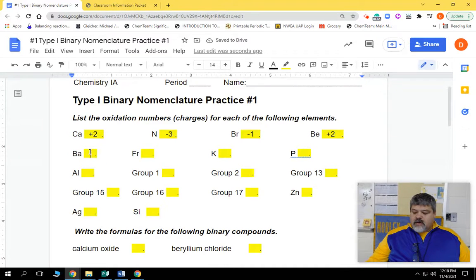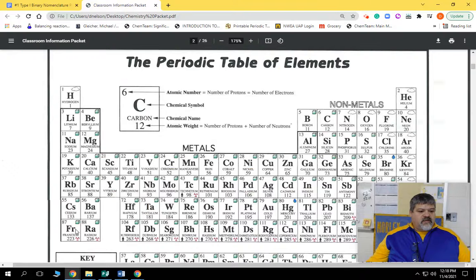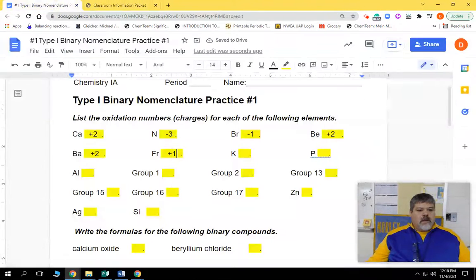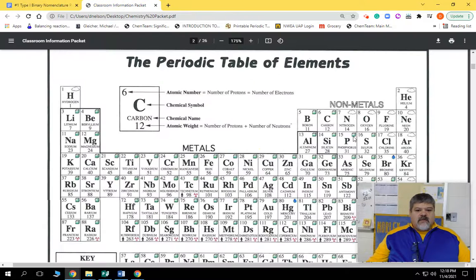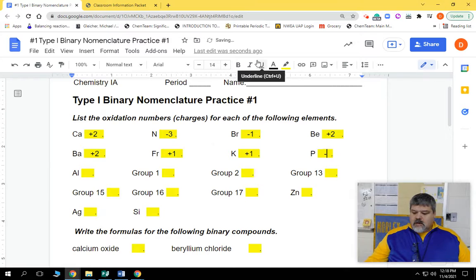This is going to be barium plus 2. Francium plus 1. How do I know? Go over here and I see barium's right here, 2, francium's in 1. Potassium is also going to be a +1. Again, metals are always going to be plus, non-metals are going to be minus. So I have P, phosphorus. Go back here. Phosphorus is right below nitrogen, so that's going to be a -3. And these always have to have a charge.